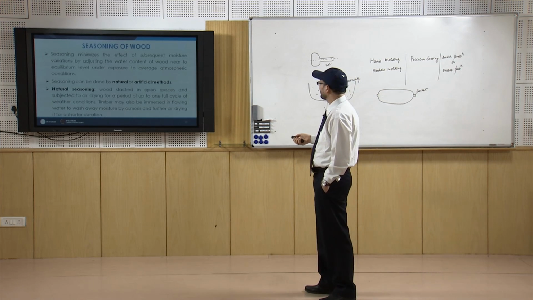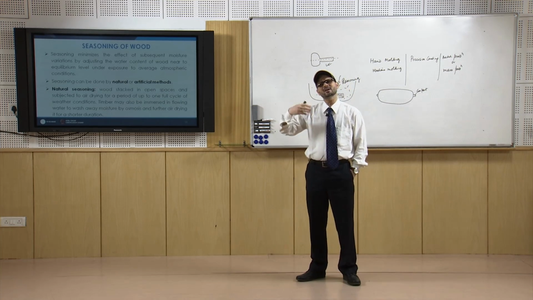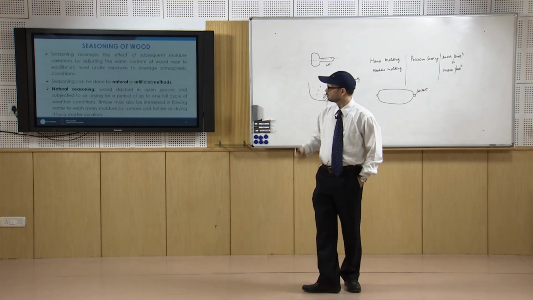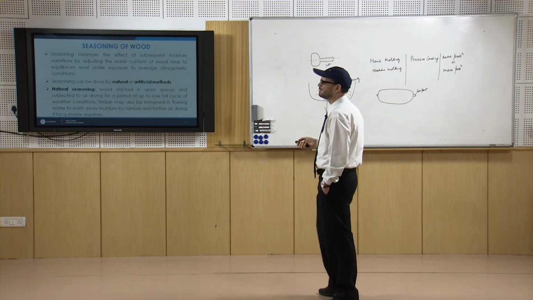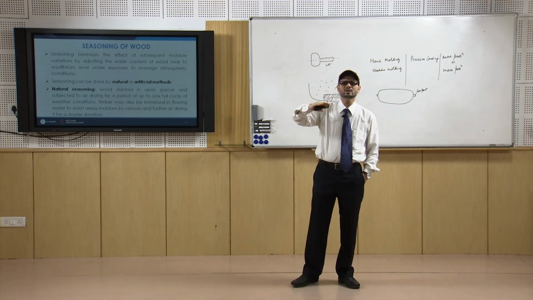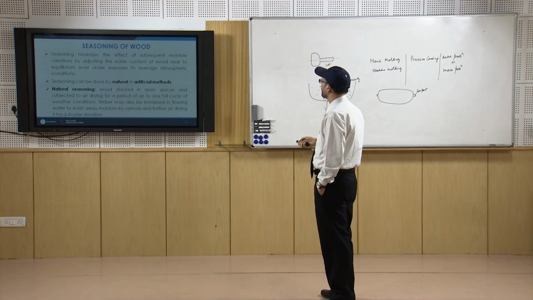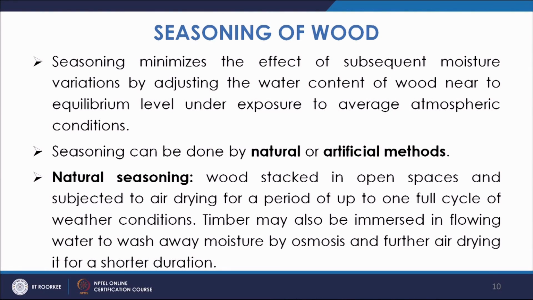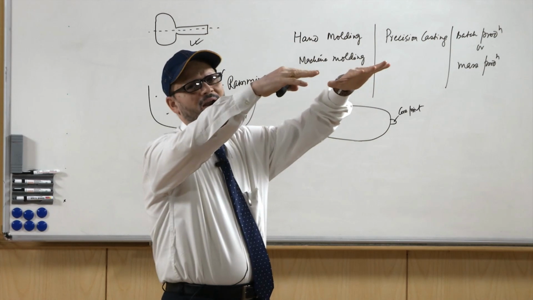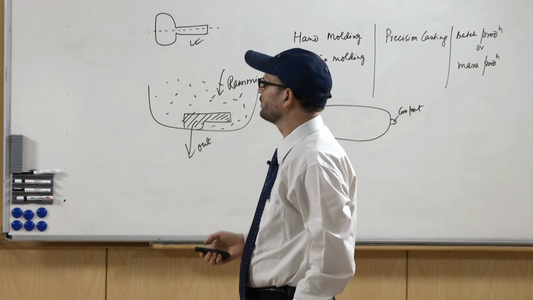It can be done by natural or artificial methods. So, there are many methods by which the seasoning is carried out. Natural seasoning: for that, we are leaving the wood in air or in flowing water. Basically wood is stacked in open spaces and subjected to air drying for a period of up to one full cycle of weather conditions. So, we are putting it in the environment and exposing it for one full cycle of weather conditions.